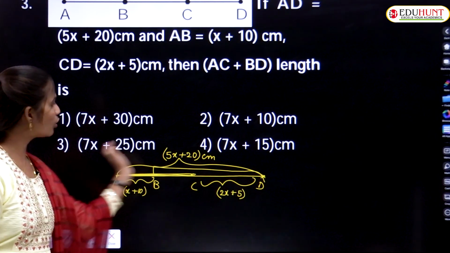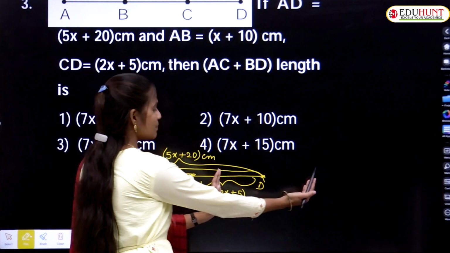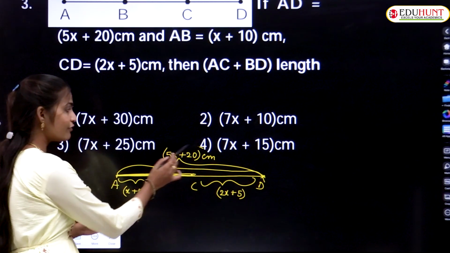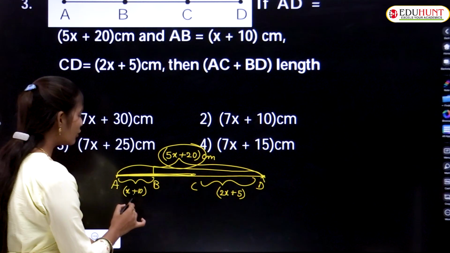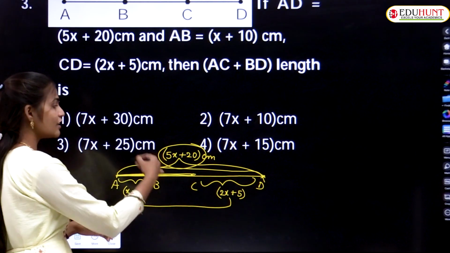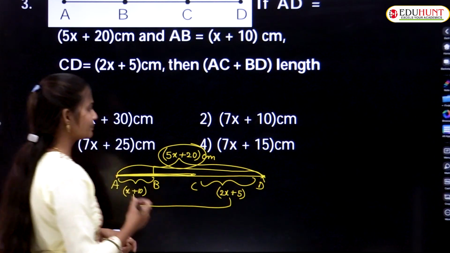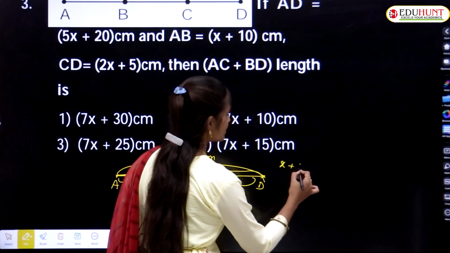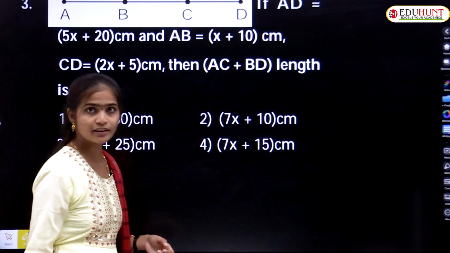So just observe that they gave the total measurement, then this part measurement and the next part measurement. In the middle part they didn't give, no. But that middle part is also included in 5x plus 20. That's why here we need to add these two measurements, and after that we need to subtract the result from the total. Then only you will get the measurement of BC. So what are the two measurements? x plus 10 centimeters and 2x plus 5 centimeters. So we have to add those two.